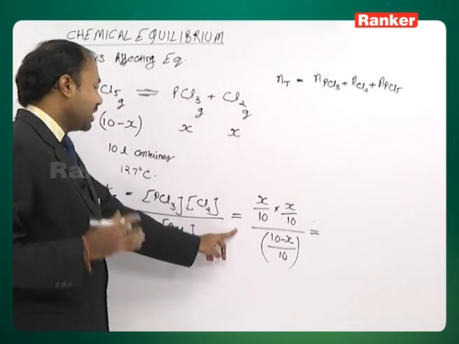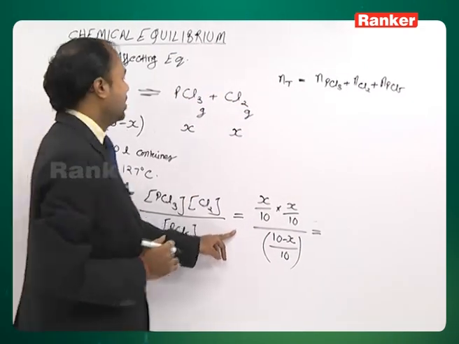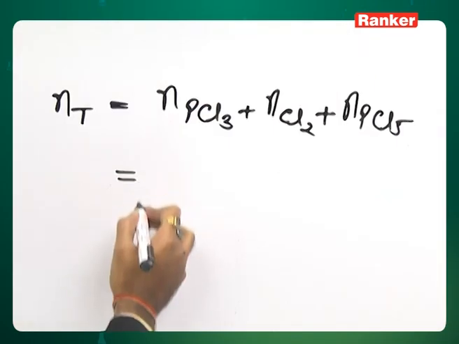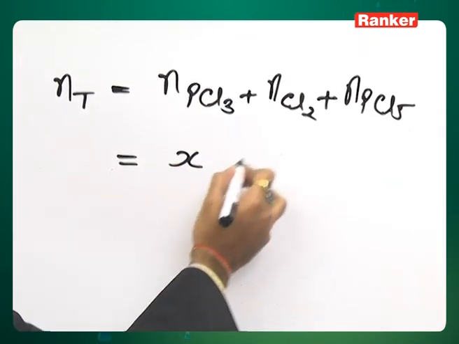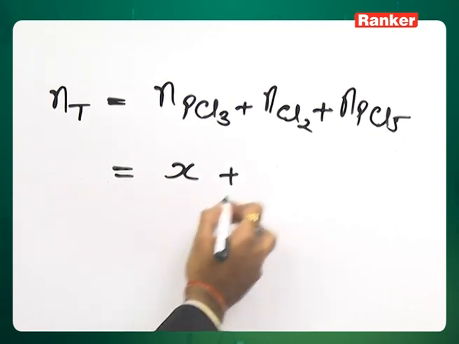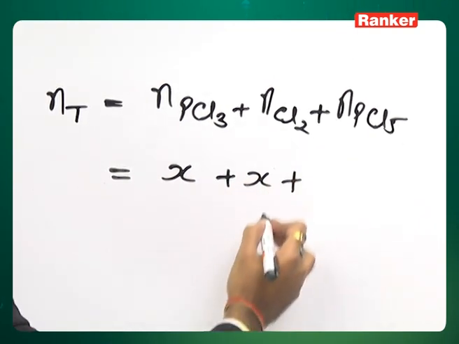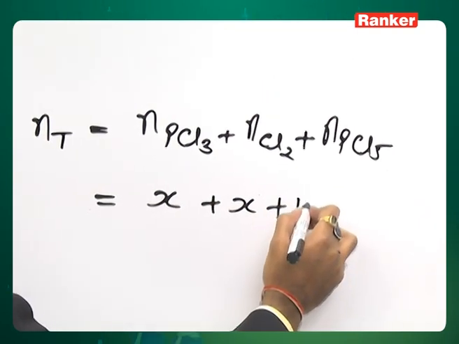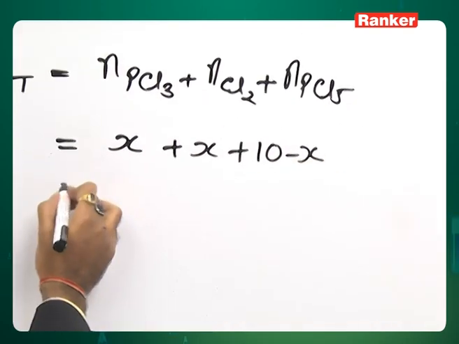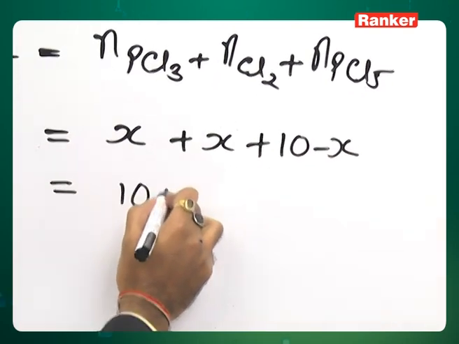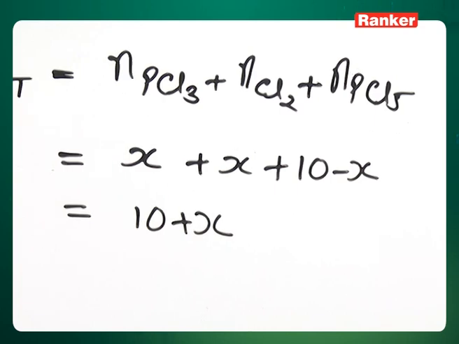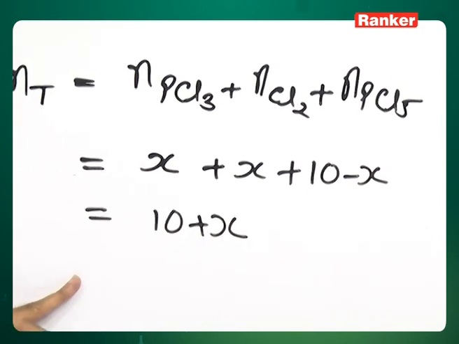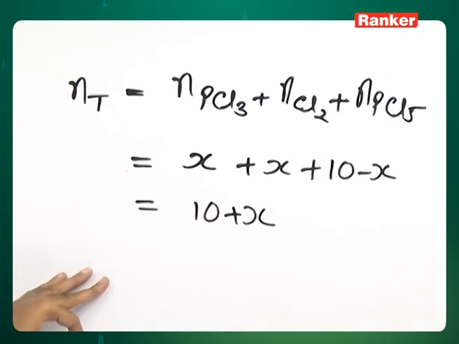Okay. From here, remember, we have got the value of X. We substitute: the number of moles of PCl3 is X, again of Cl2 it is X, and the moles of PCl5 finally at equilibrium will be 10 minus X. So the total number of moles will come out to be 10 plus X, right. This is the total number of moles present in the 10 liter container.